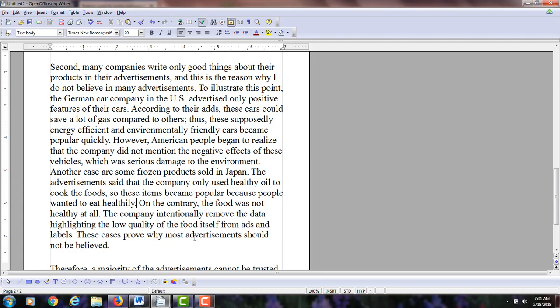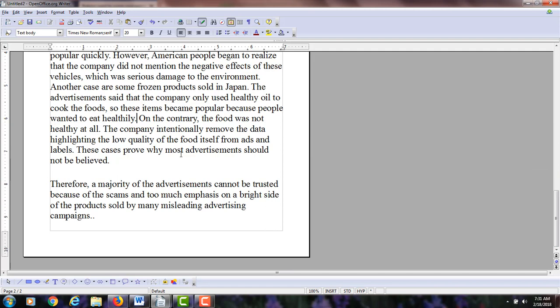These cases prove why most advertisements should not be believed. Therefore, a majority of the advertisements cannot be trusted because of the scams and too much emphasis on the bright side of the products sold by many misleading advertising campaigns. And there it is.